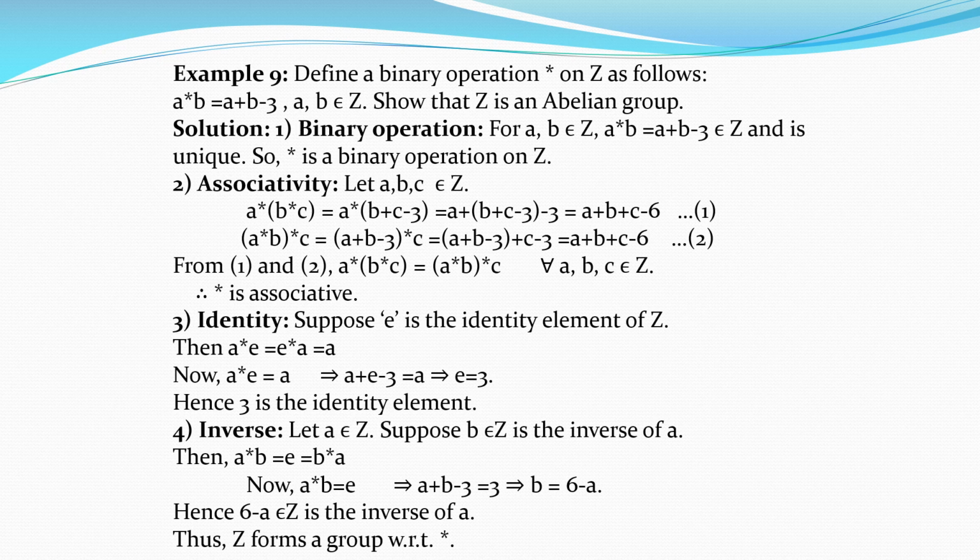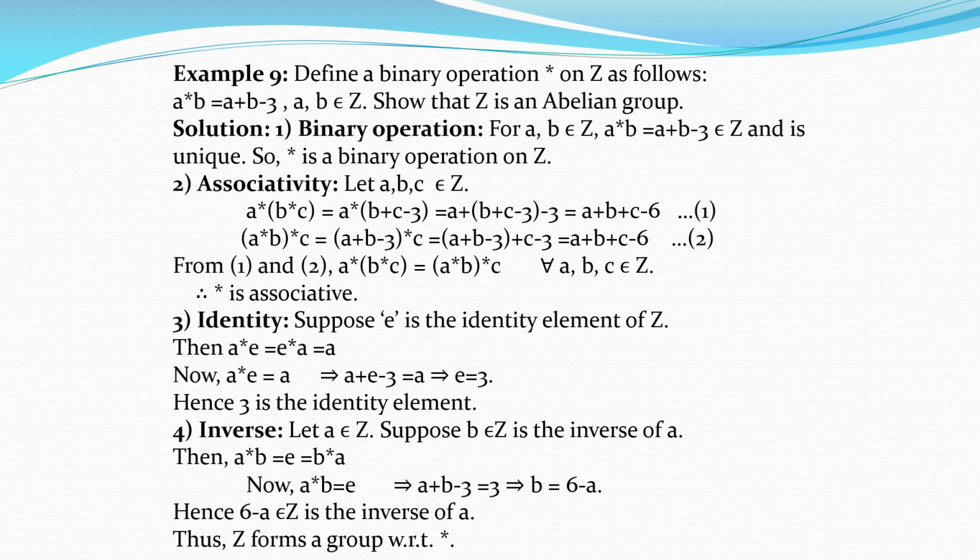Now first we show that Z is a group. To prove that it is a group, we show that star is a binary operation, star is associative on Z, identity element exists and inverse exists for every element in Z. Actually, we can skip the part of showing star as a binary operation on Z because already it is given. But as a practice, we show that star is a binary operation on Z.